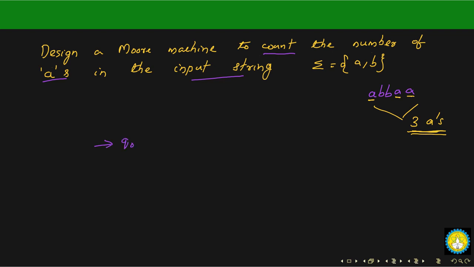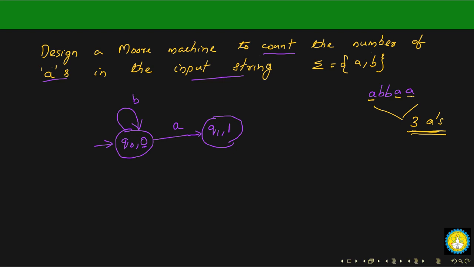Okay, so what we are interested in is to count the number of A's. It means if you are seeing B's, you are not going to count anything. You just want a 0 output there. As long as you see B's, your output is going to be 0. Now if you see an A, then you have to count that. Whenever you see an A, you are going to output 1. This is very important.